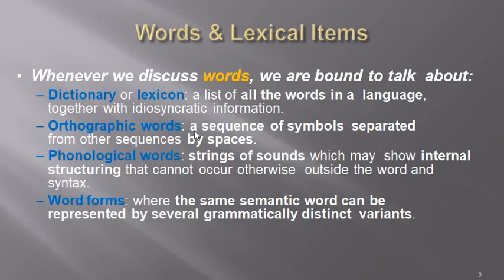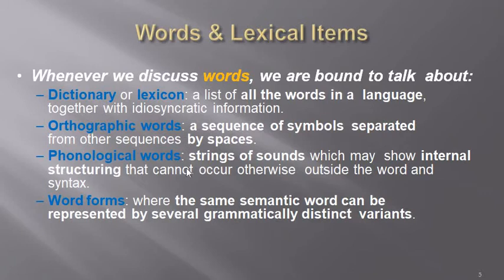Let me explain with this sentence. Here, the orthographic word "sequence" is a word which is separated from "of", and this word is separated from "symbols" with a space. So with proper spaces, the words are separated from others. This is called orthographic words.